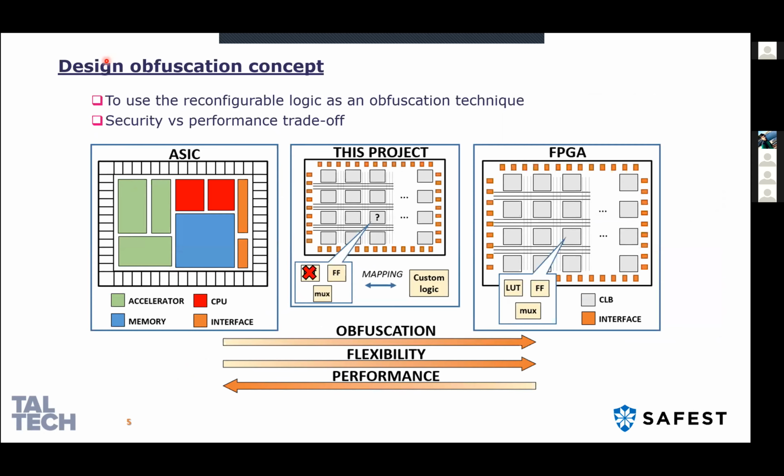Regarding the design obfuscation concept, we have mainly exploited reconfigurable logic as an obfuscation technique. This figure shows the 3 devices: FPGA, ASIC, and this project. FPGA offers lower performance, but it is flexible and fully reconfigurable. It consists of CLBs, and each has a lookup table, flip-flops, and muxes. On the other hand, we have ASIC, which is static, with one-time placement, but it gives us best-in-class performance.